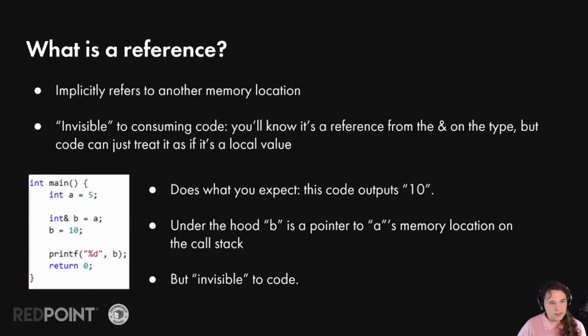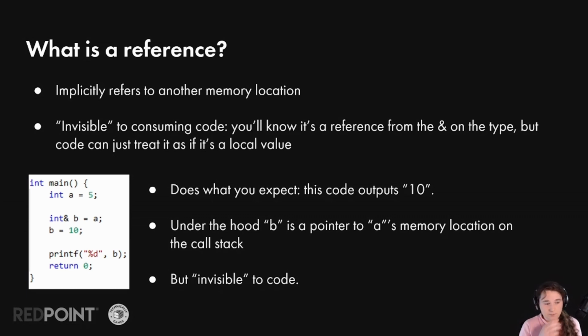So a reference implicitly refers to another memory location. So it's invisible to the consuming code. You'll know that it's a reference from the AND symbol on the type, but the code that's consuming it can just treat it as if it's a local value. This code here does what you expect.